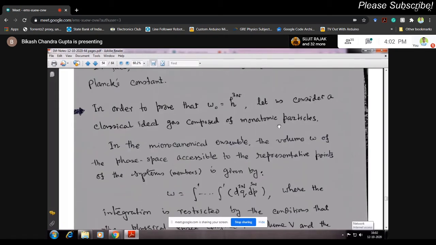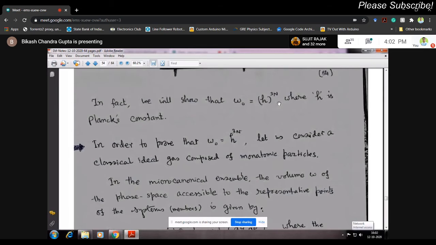Now I guess you all know that for n particles in 3 dimensions, the fundamental volume corresponding to one microstate is h to the power 3n. So how many of you, is there anyone who didn't know this? Can you tell me who didn't know this? Monojit?